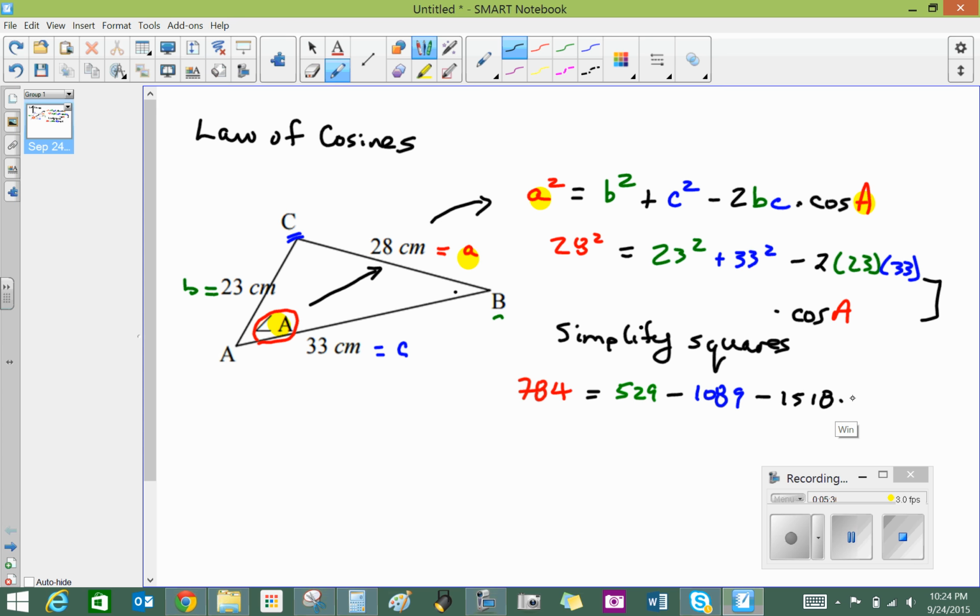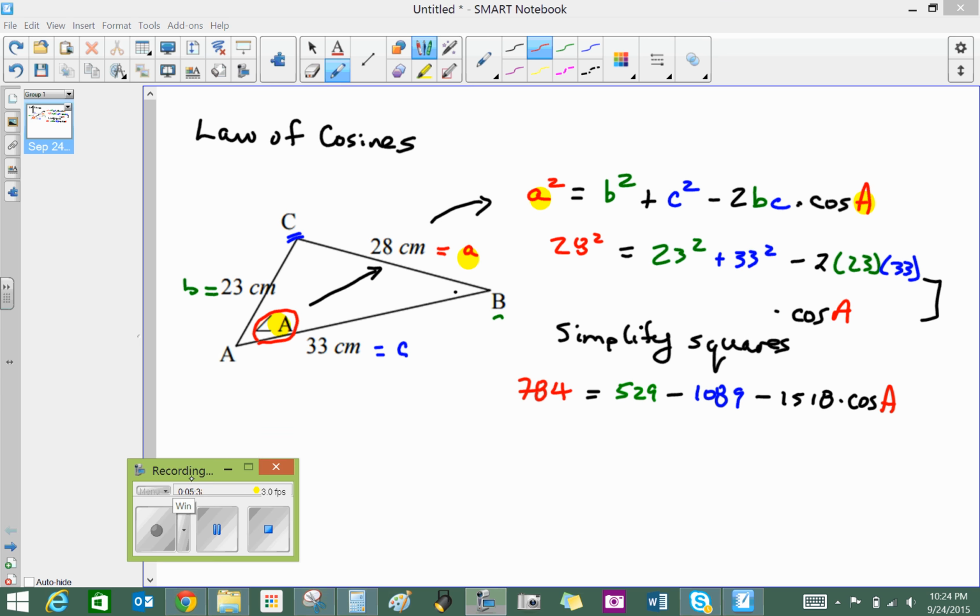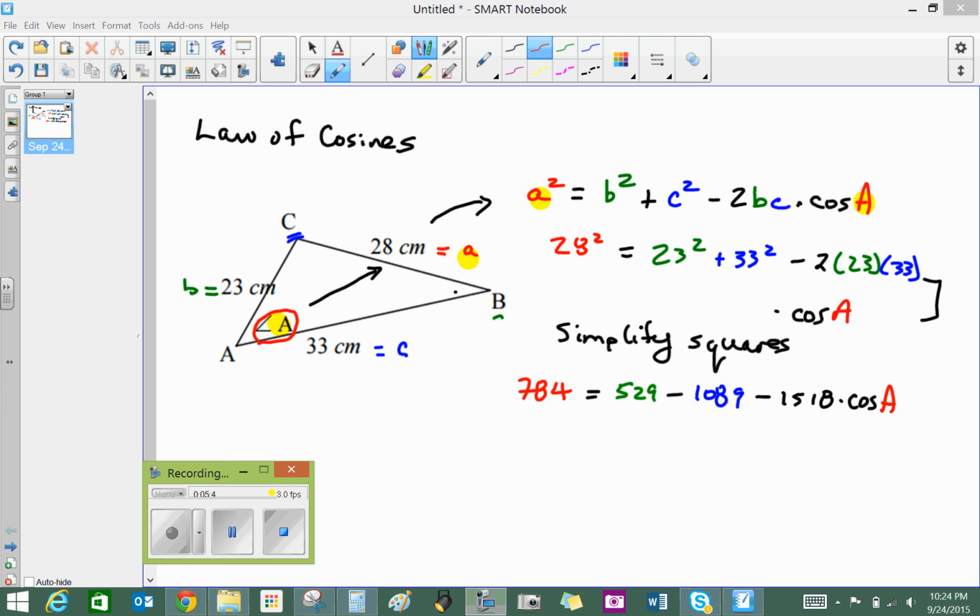And that's still multiplied by the cosine of the unknown angle, which is A. Okay, so let's keep on simplifying here. So what we'll do is we're going to add and subtract. So let's start by combining these terms here.